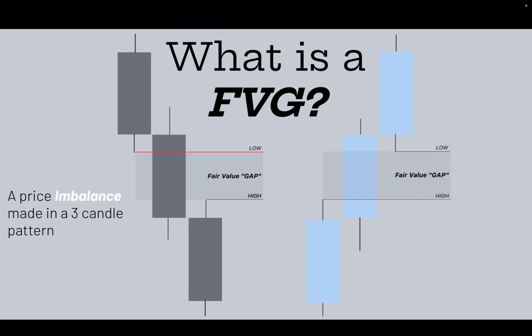This video is going to be over fair value gaps and how to use them. Let's get right into it, not looking to waste anybody's time. So what is a fair value gap? A fair value gap is a price imbalance made in a 3-candle pattern. You can notice here we have a bearish gap. It is a low and a high that creates a gap with this overlapping candle. The same thing for bullish. I'm not going to spend too much time on that.